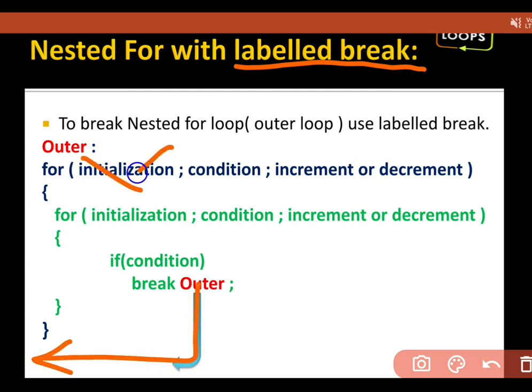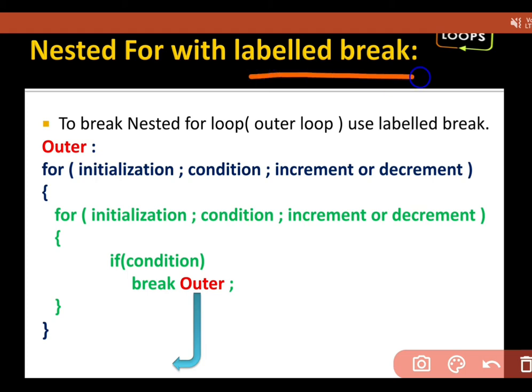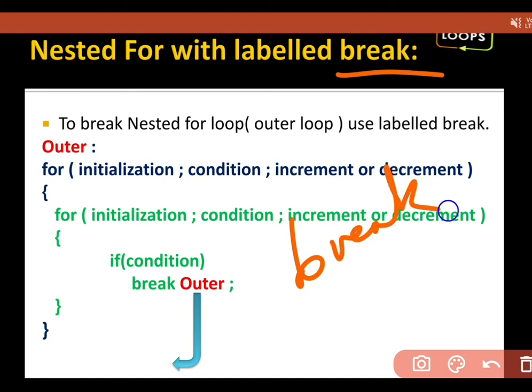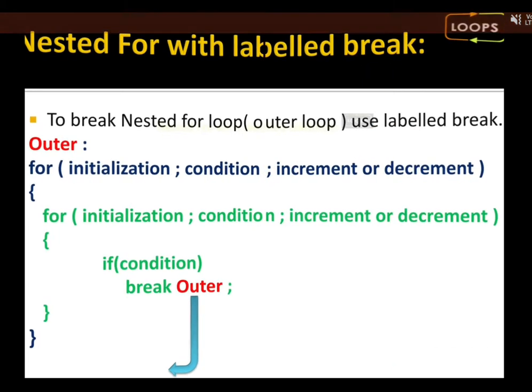When we terminate our outer loop, the inner one is also terminated. It means that from any position, if you want to end the outer loop, you have to use a labeled break. It is some sort of jump statement. You all know break is a jump statement; a labeled break does the same thing. It is also a jump statement.